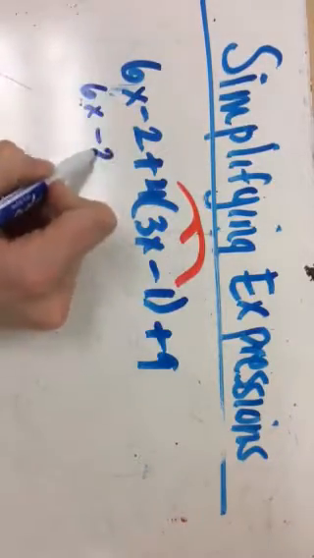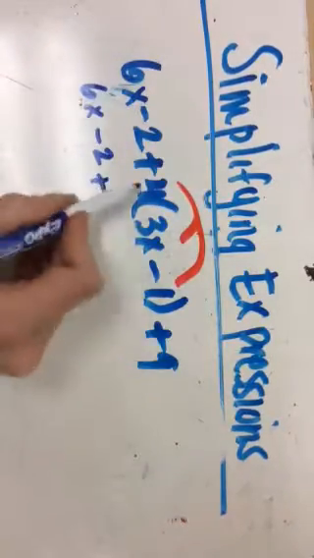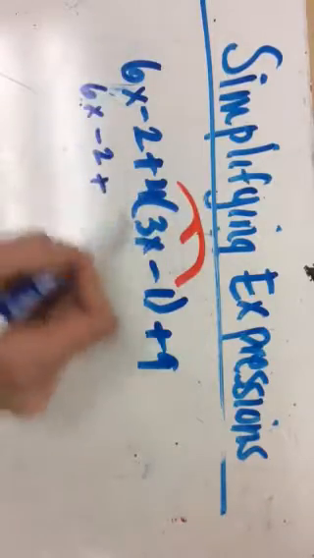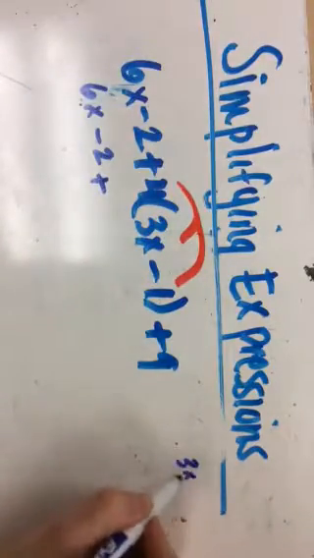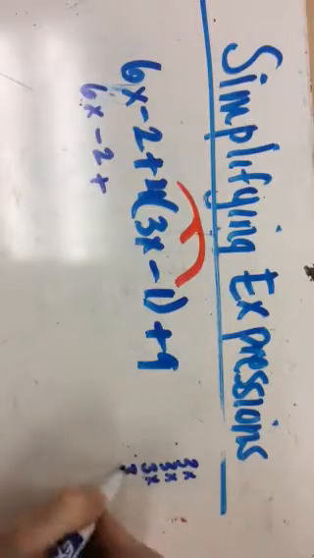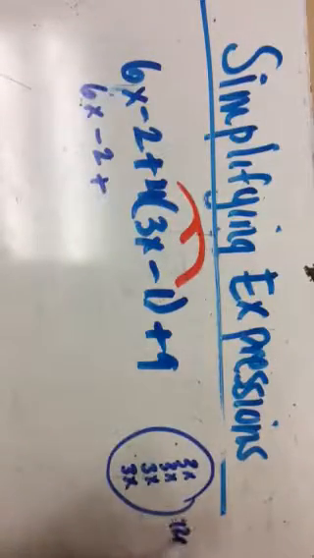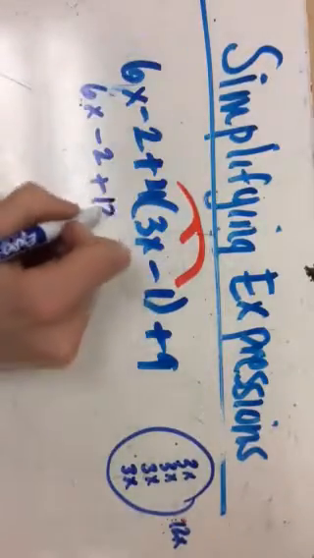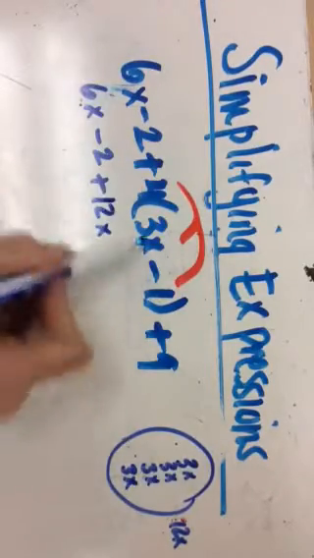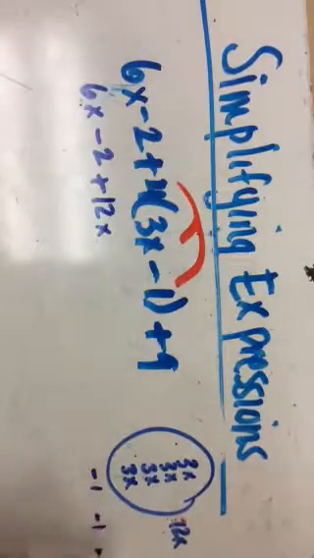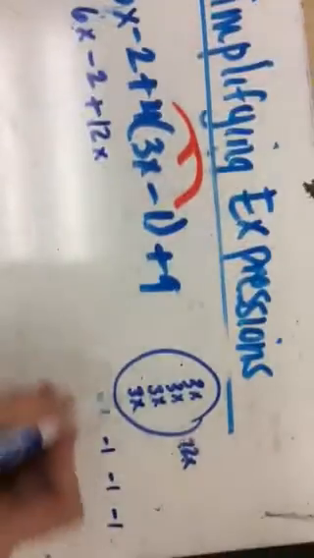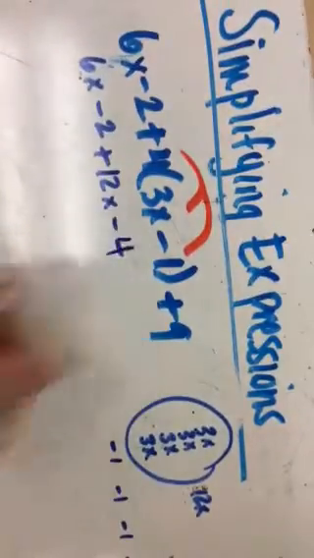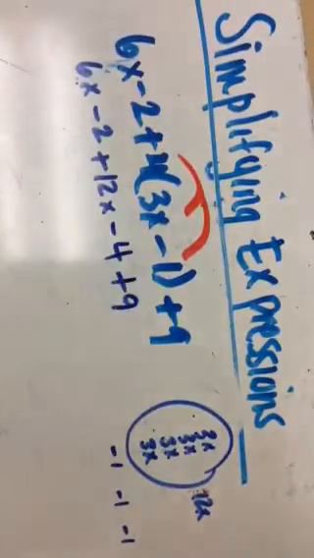So 6x minus 2 plus, well, 4 groups of 3x. 4 groups of 3x would be a total of 12x, right? So plus 12x, and then I have negative 1 four times. Well, negative 1, negative 1, negative 1, and negative 1. If I have negative 1 four times, then I have negative 4, plus 9. But I'm still not as simple as it can be.